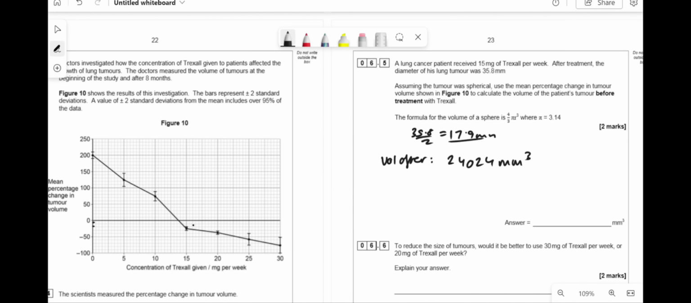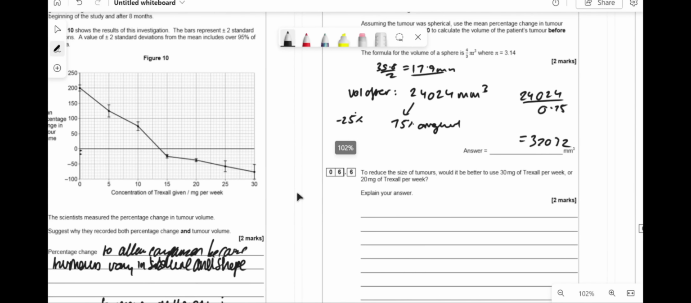Now, the mean percentage change in volume was minus 25%. So this is 75% of the original. So to work out the original, all you do is 24024 divided by 0.75, and that gives you 32032. So now it says, to reduce the size of tumors, would it be better to use 30 milligrams of Trexol a week or 20, and explain your answer?